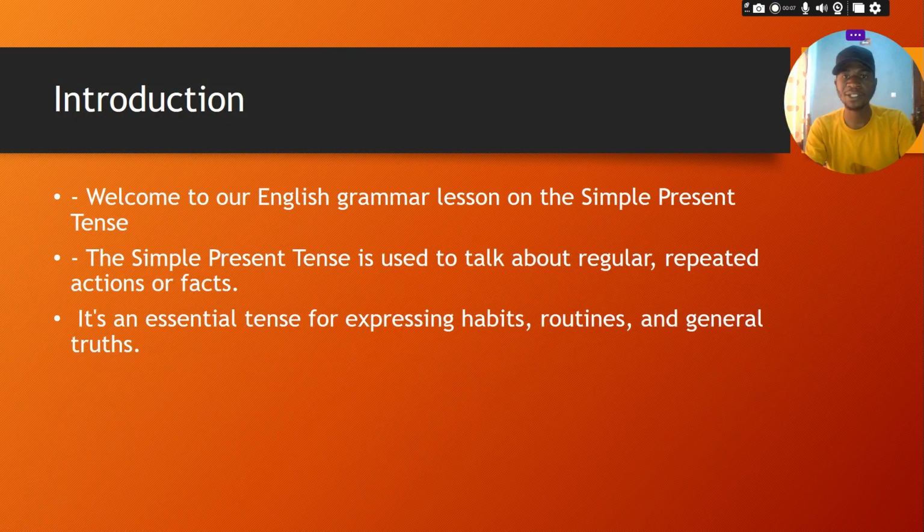Welcome to our English grammar lesson on the simple present tense. The simple present tense is used to talk about regular, repeated actions or facts. It's an essential tense for expressing habits, routines, and general truth.